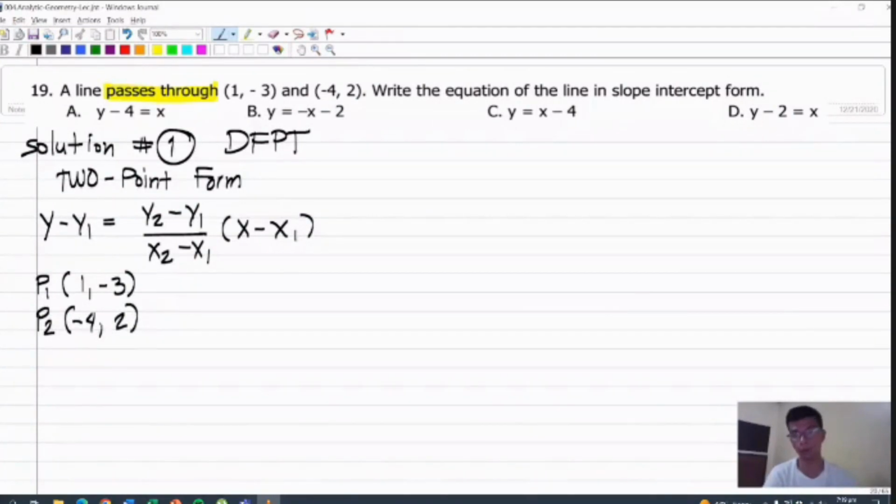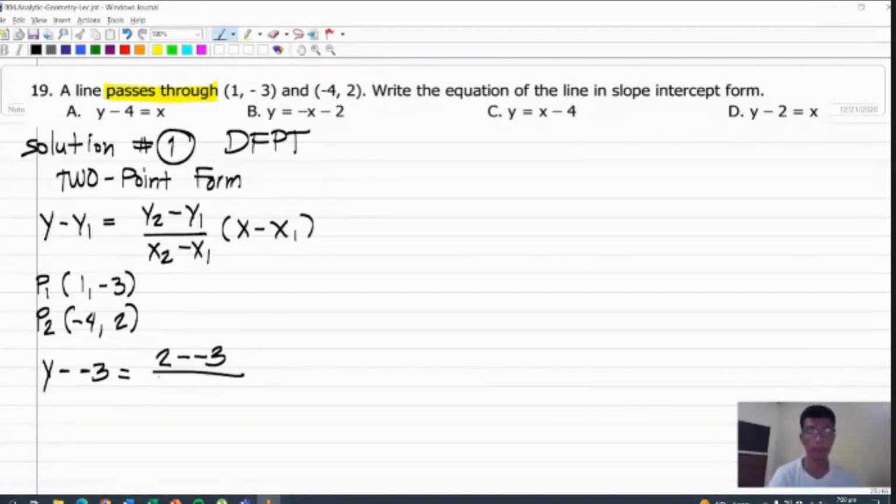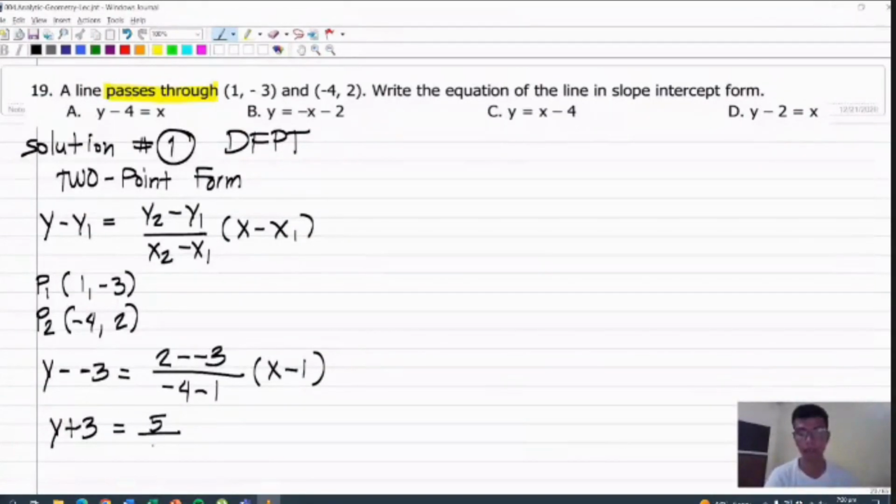So, sundan natin yung pattern. So, y minus y sub 1, which is negative 3, that is equal to the y sub 2, 2 minus negative 3, divided by x sub 2 minus x sub 1, which is negative 4 minus 1. Multiplied by the quantity x minus x sub 1, and that is x minus 1. Simplify pa natin, y minus negative 3, that will become y plus 3. 2 minus negative 3 ay magiging 2 plus 3 or 5. And negative 4 minus 1, that is negative 5, times x minus 1.